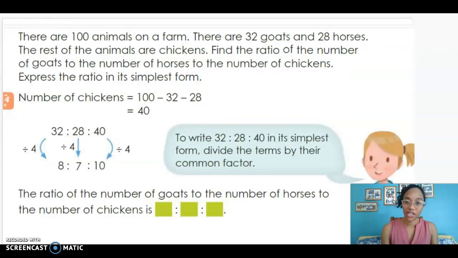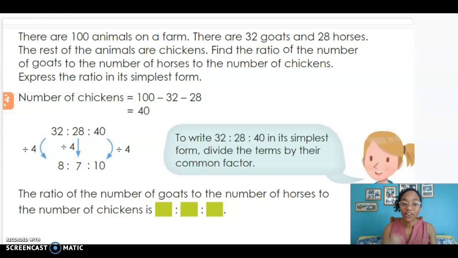Let's try an even trickier problem. There are 100 animals on a farm. Animals, that's a total category. There are 32 goats and 28 horses. The rest of the animals are chickens. Find the ratio of the number of goats to the number of horses to the number of chickens. Now notice my hands there. Of course, at the end, we'll express it in simplest form.